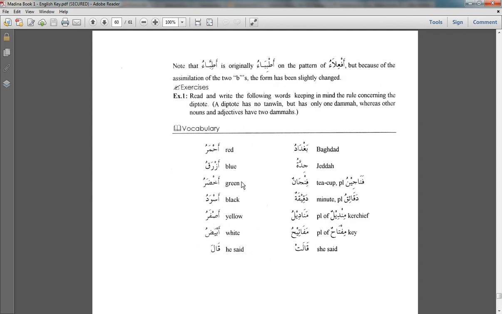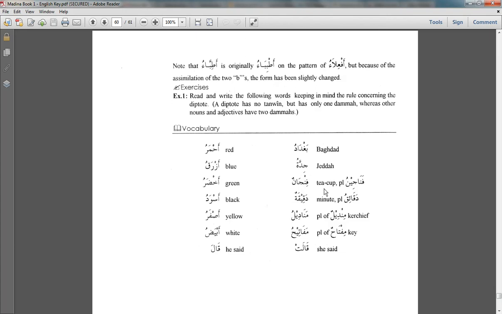Here are some of the diptoads in the vocabulary. أحمر, أزرق, أخضر, أسود. These are all colors. أصفر, أبيض. Red, blue, green, black, yellow, white. قال, he said. بغداد, Baghdad. جدة, this is feminine. And علم, it's a proper noun.